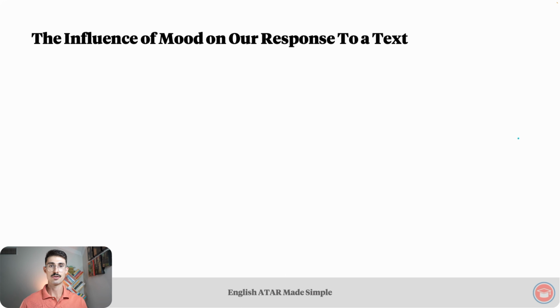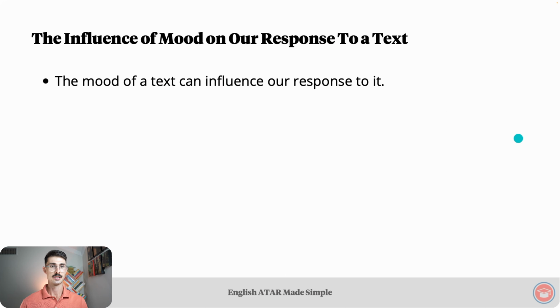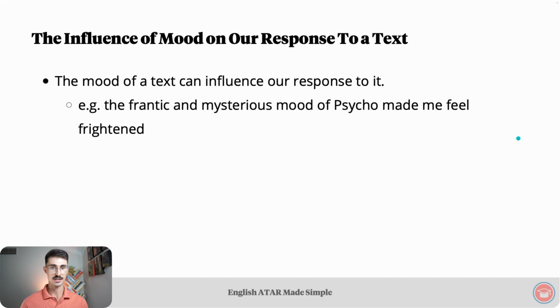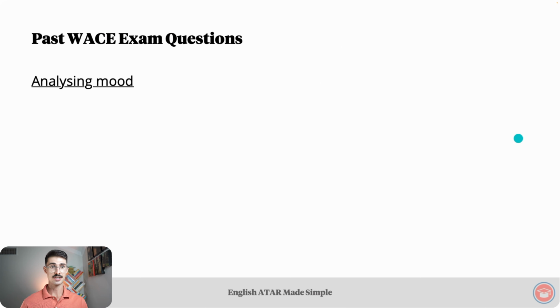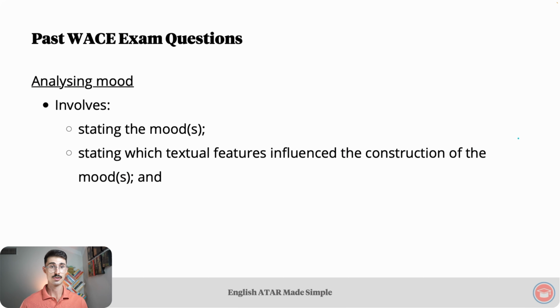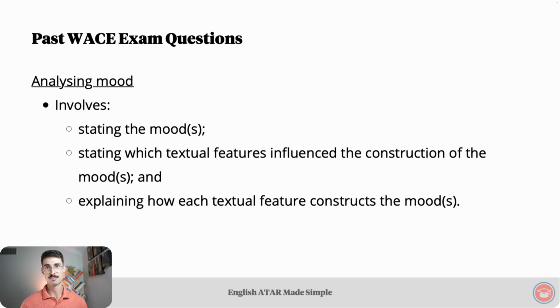The influence of mood on our response to a text. The mood of a text can influence our response to it. For example, the frantic and mysterious mood of Psycho made me feel frightened. Past WACE exam questions. Firstly, we looked at analyzing mood, and that relates to completing questions from the comprehending section or responding section. Analyzing mood involves stating the mood or moods, stating which textual features influence the construction of the mood or moods, and then explaining how each textual feature constructs the mood or moods.